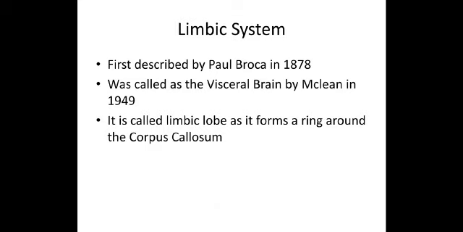The limbic cortex was first described by Paul Broca in 1878, after whom Broca's area is named, which you understand as the motor speech area. As it controls the vegetative functions, it was called the visceral brain by MacLean in 1949. It is called the limbic lobe as it forms a ring around the corpus callosum.